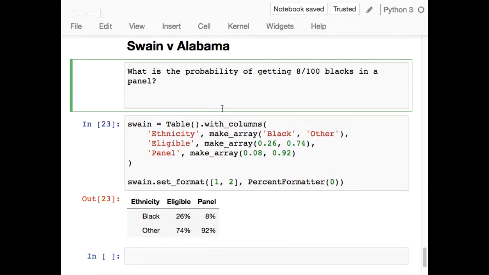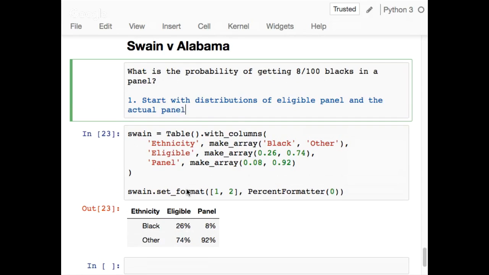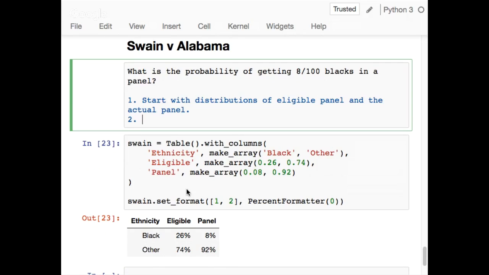What I'm going to do is start with these distributions. So start with distributions of the eligible panel and the actual panel. The second step is, I can't actually compute that probability. You can compute it, but it's pretty difficult. What I want to do is simulate it and empirically determine what that probability is.